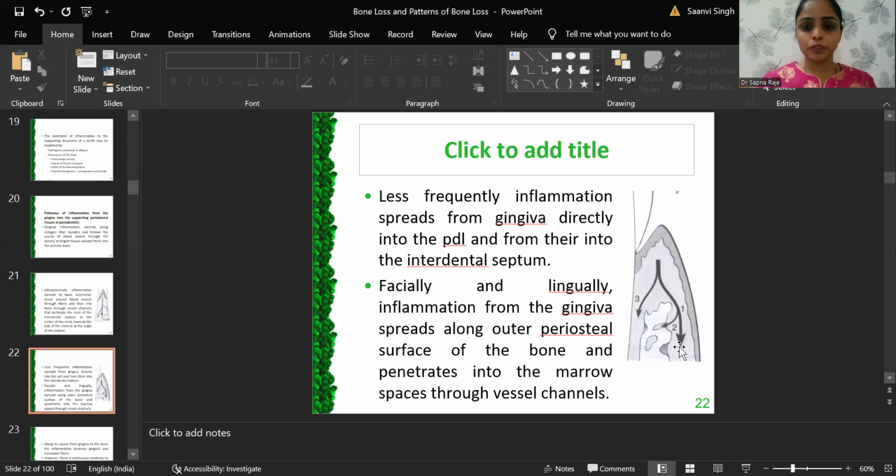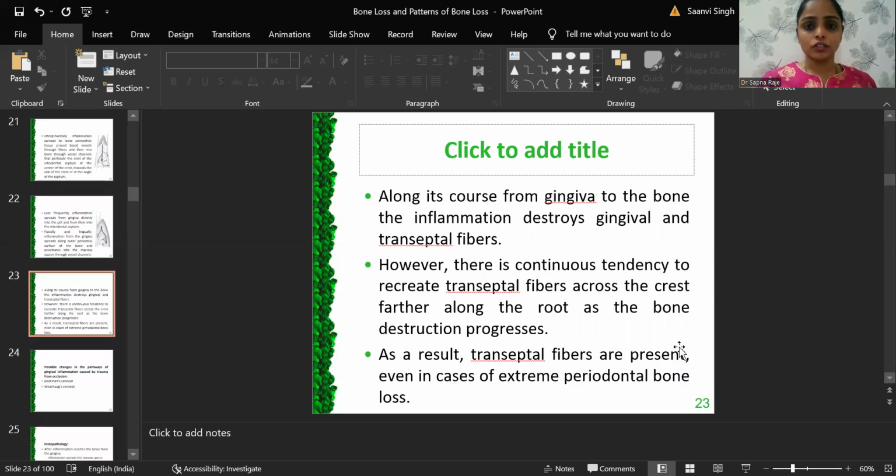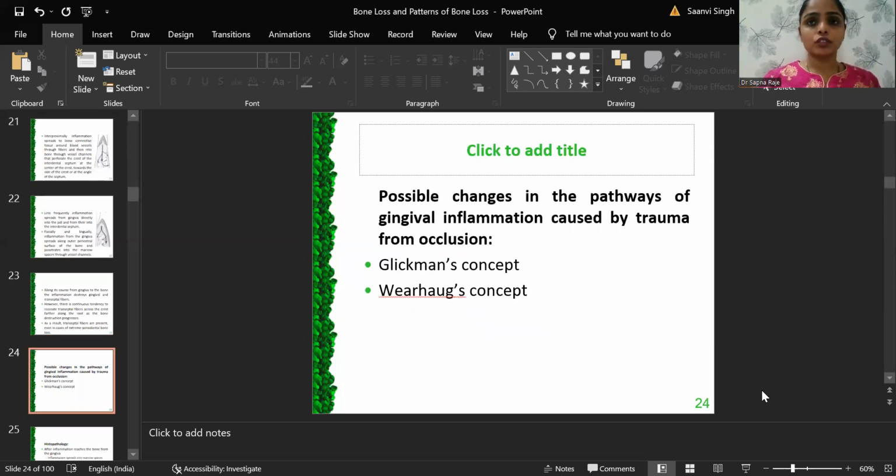Facial and lingual inflammation from the gingiva spreads along the outer periosteal surface of the bone and penetrates into the marrow space through vessel channels. Along its course from the gingiva to the bone, the inflammation destroys gingival and transseptal fibers. However, there is a continuous tendency to recreate transseptal fibers across the crest farther along the root as the bone destruction progresses. As a result, transseptal fibers are present even in cases of extreme periodontal bone loss. Possible changes in the pathways of gingival inflammation are caused by trauma from occlusion. There are two concepts, the Glickman concept and the Waerhaug concept.